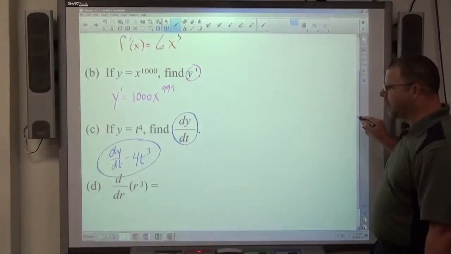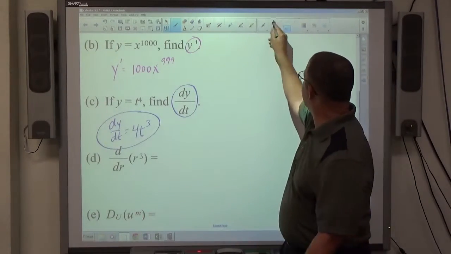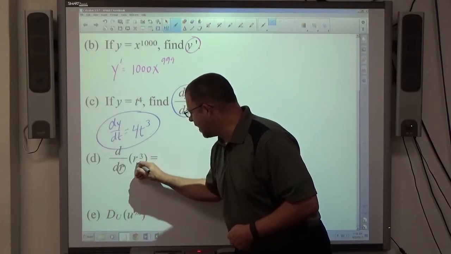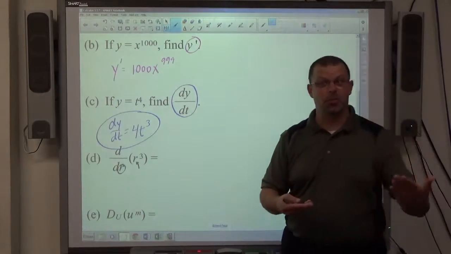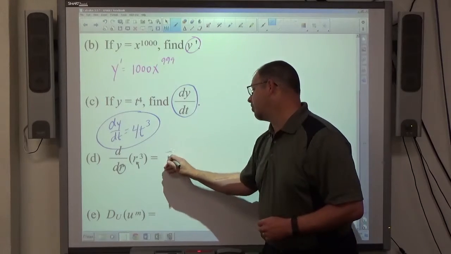Okay, problem D, we have the operator d over dr. Notice it's d over dr; before it was d over dx. Whatever this letter is should match that letter. So if it's d over dr of r cubed, it's the differential with respect to r. So r cubed, r is the variable, we get 3r squared.